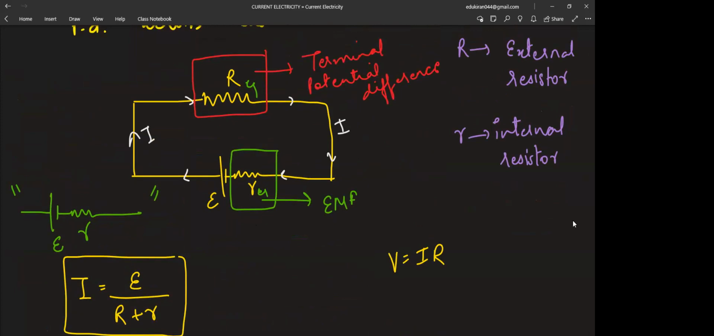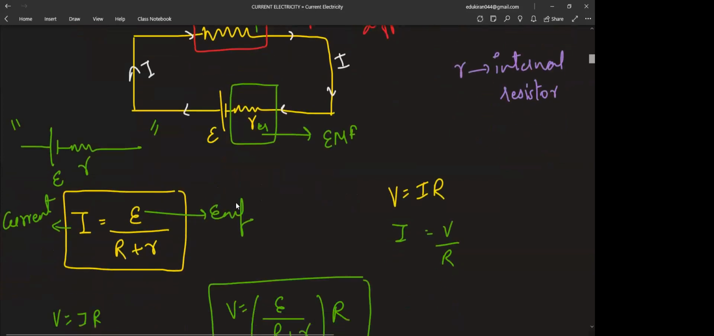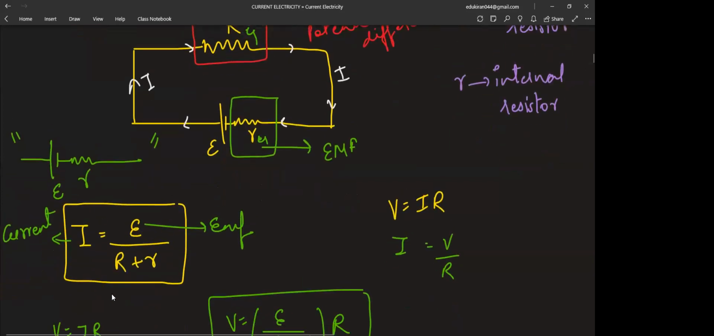All right. Now this is our Ohm's law. V is equal to IR. Current will be potential divided by the resistance. What is the potential? EMF of the cell. Resistance is the external resistor plus the internal resistor. So this is actually the formula of current. And current is E, the EMF, divided by capital R plus small r. So this is the external resistor and this is the internal resistor.